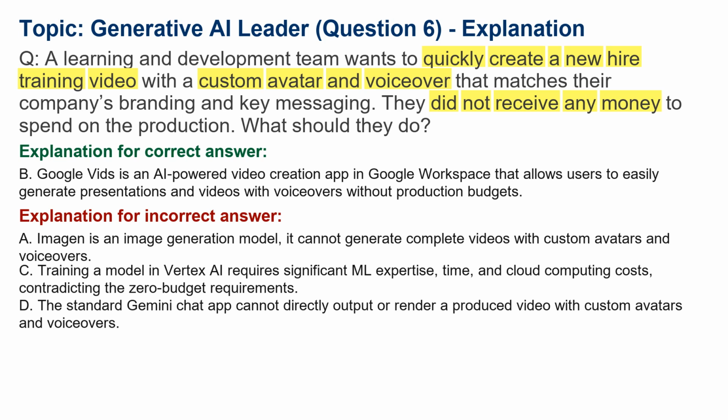Why are the others incorrect? A. Imagen is an image generation model. It cannot generate complete videos with custom avatars and voiceovers. C. Training a model in Vertex AI requires significant ML expertise, time, and cloud computing costs, contradicting the zero-budget requirements. D. The standard Gemini chat app cannot directly output or render a produced video with custom avatars and voiceovers.